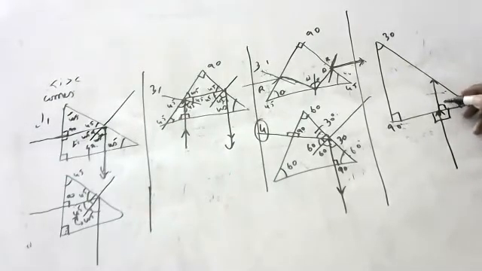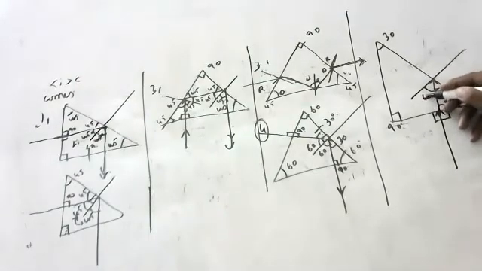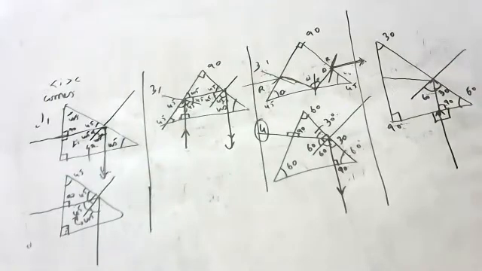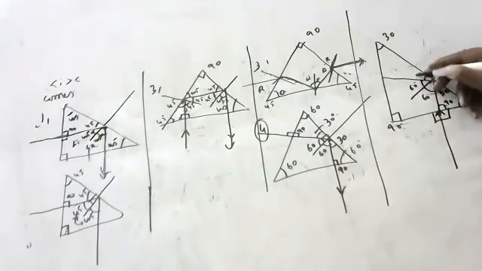This is also 90. Can anyone help me? How much is this angle? Tell me, children, don't sit idle like that. 30. Normal, children, if this is 30, this is how much? 60. So the angle of incidence is equal to the angle of reflection. If this is 60, this is also 60, and this is 30.